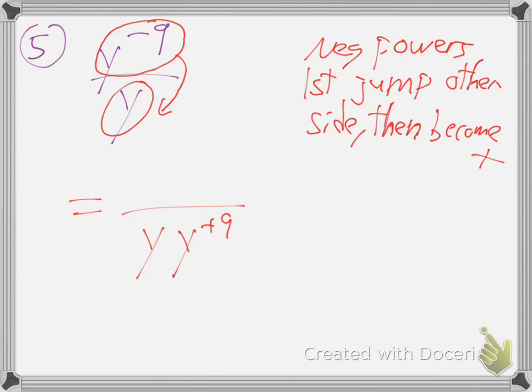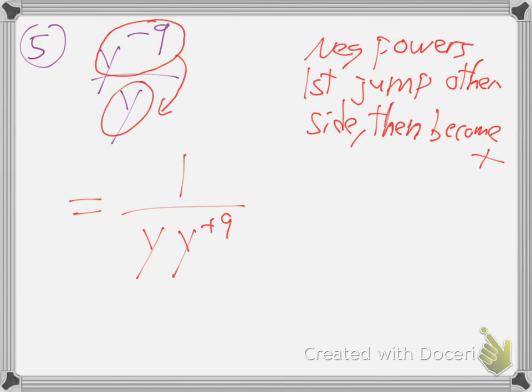And what's left on the top? We put a 1 whenever everything leaves. Is that good so far? So first do that. I haven't added or subtracted anything. I've just jumped. Make sense? Always do that first. Anytime. There'll be a bunch of negative powers on this test, so make sure you know that rule. Negative powers jump to the other side.